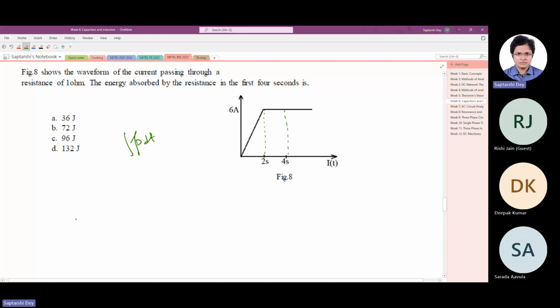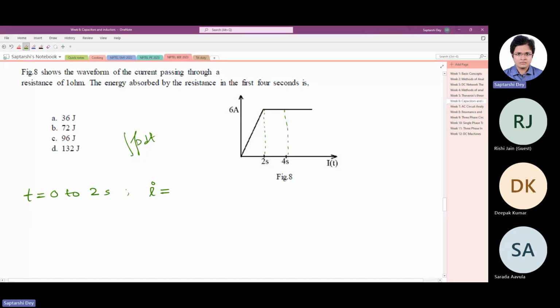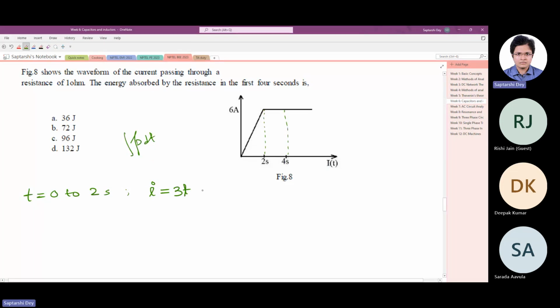So we have to find out the current as a function of time here, right? So what we can say is from t equals 0 to 2 seconds, current is mx plus c. C is 0, m is 6 by 2, 3, so 3t ampere, right? 3t ampere.